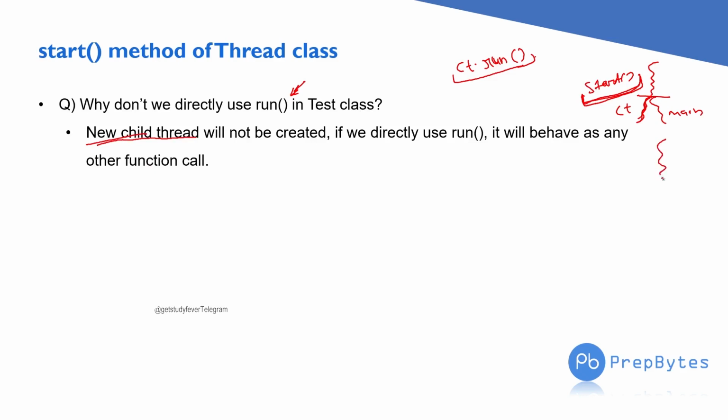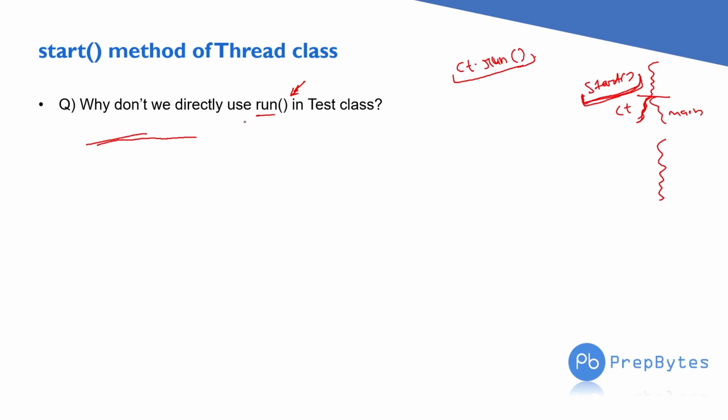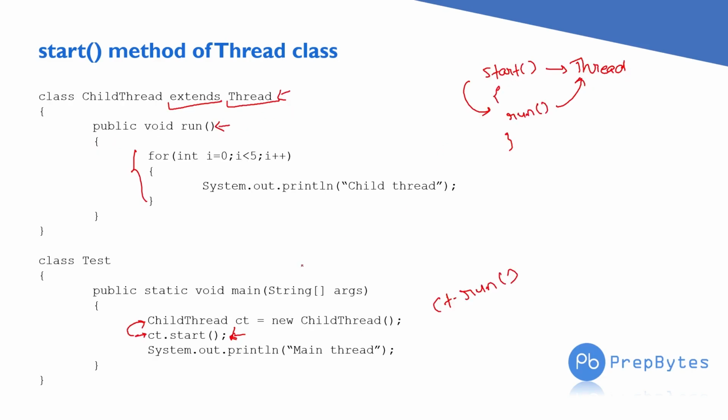The main thread will be running, and the run method will behave as any other method. Let's see. So here, if I call ct.run directly, what will happen? The main thread will execute this. It will go here, the main thread will execute the whole process, and finally do this. So our answer will be simple: child thread 5 times and then main thread.